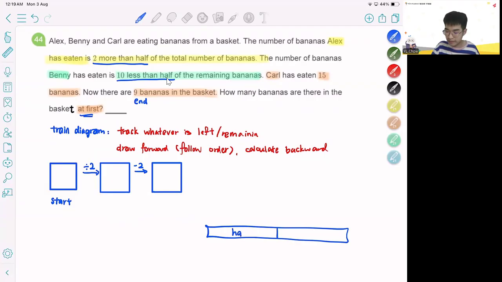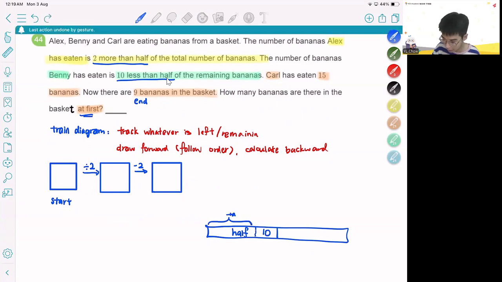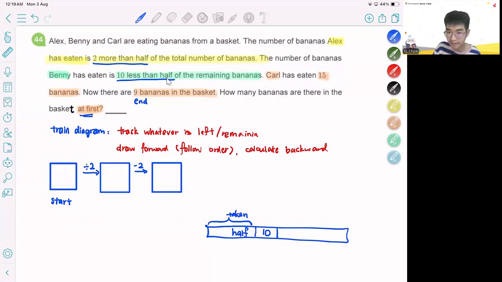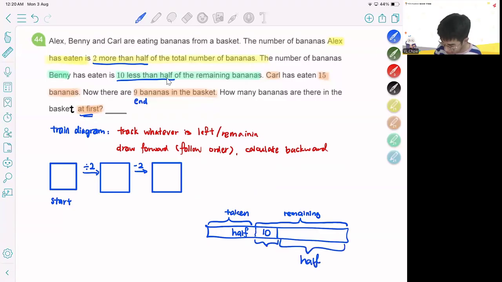And then Benny was about to take half, but did he actually take away the half? No. So he actually took 10 less than half. So this is the part that is taken away. This is the part that is remaining. So if we focus on the remaining, not only is there still a remaining half, but there is 10 more. So we find the half first, and then take note the remaining, there's extra 10 beyond the half.